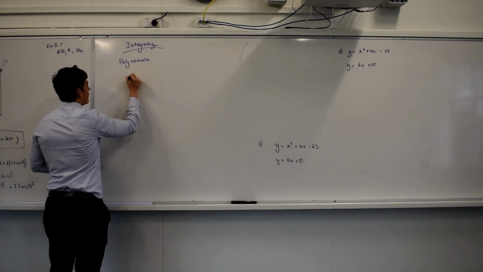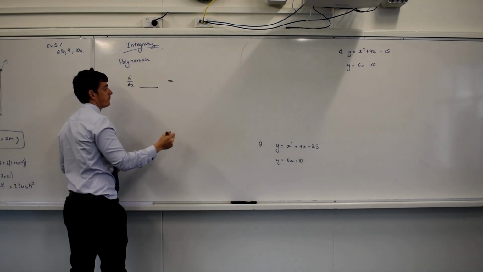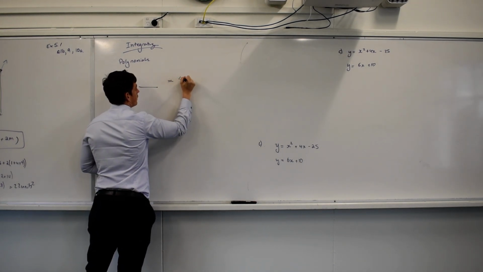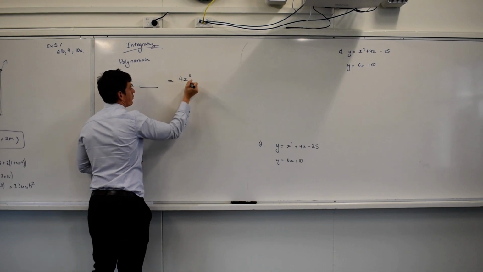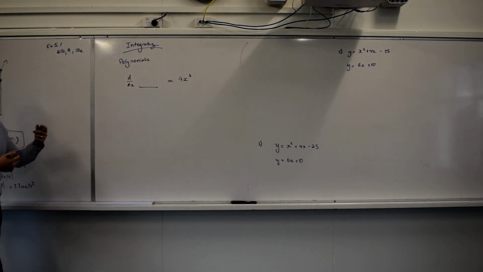So d dx of some function equals 4x cubed. What was the original function?